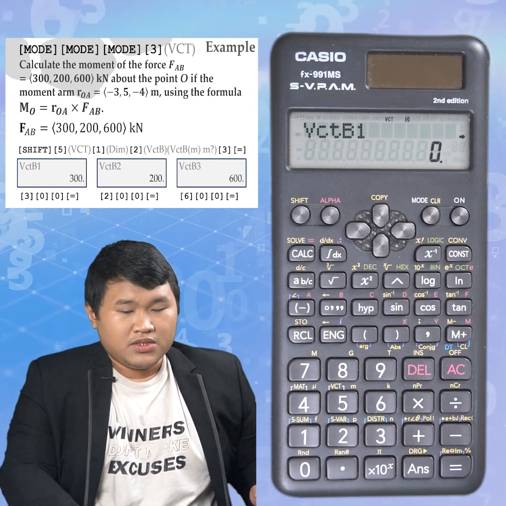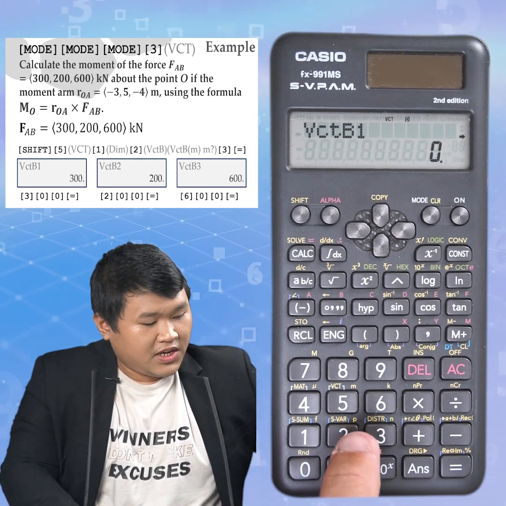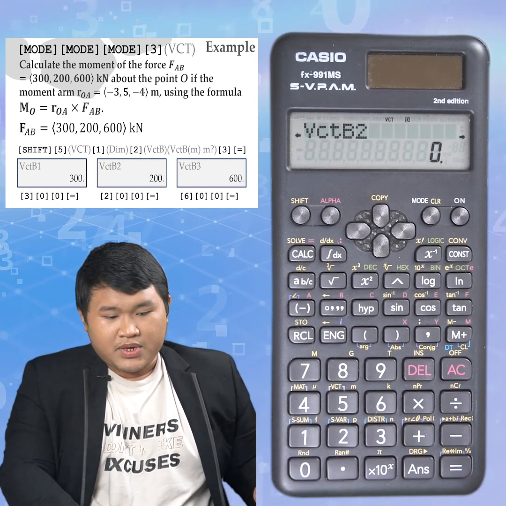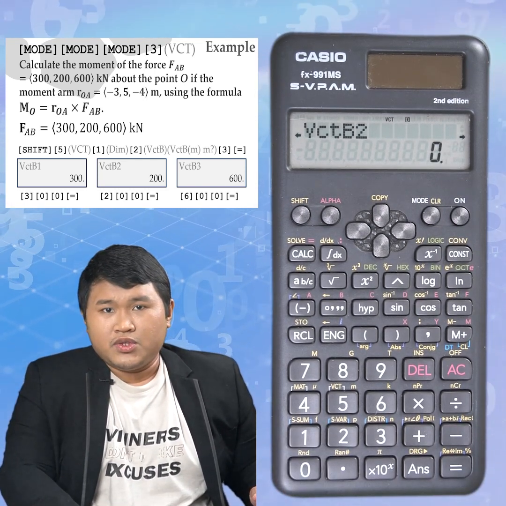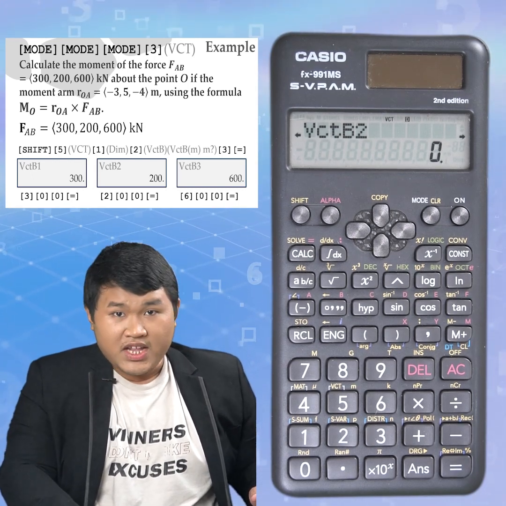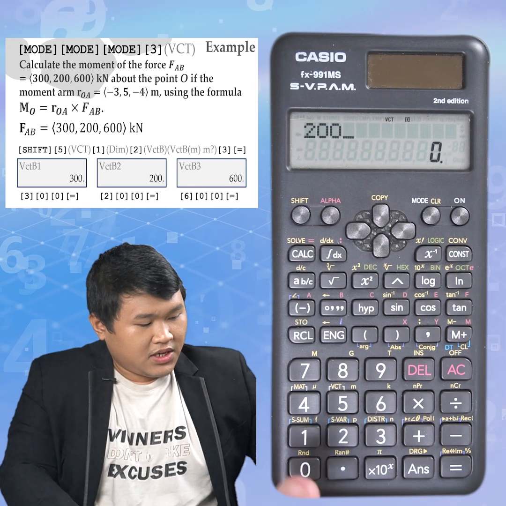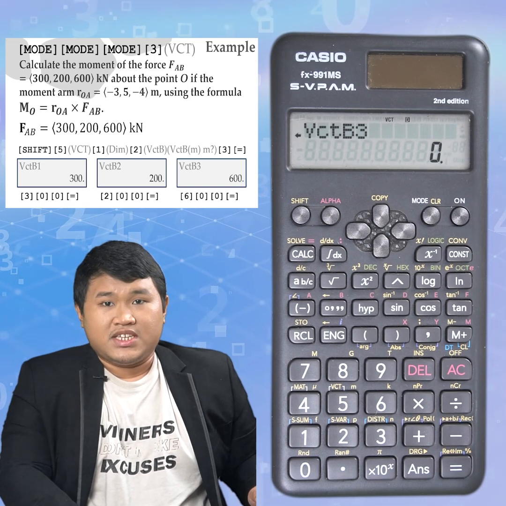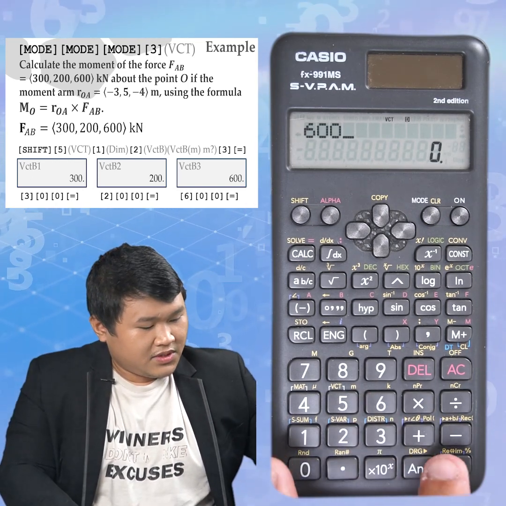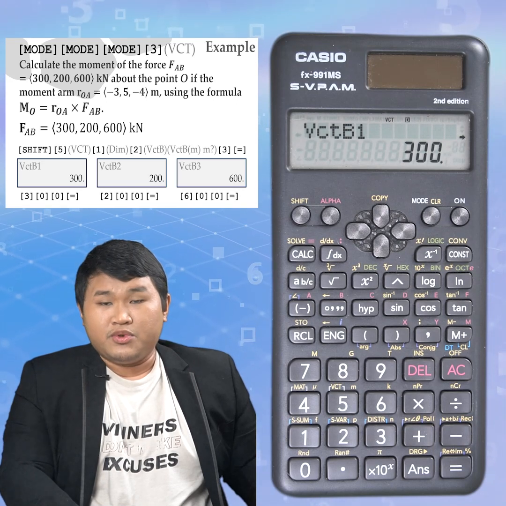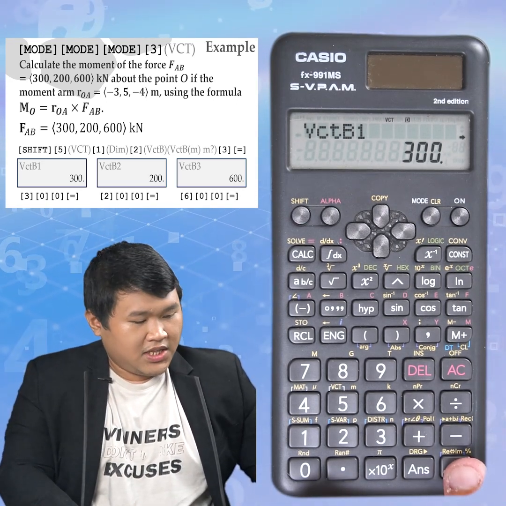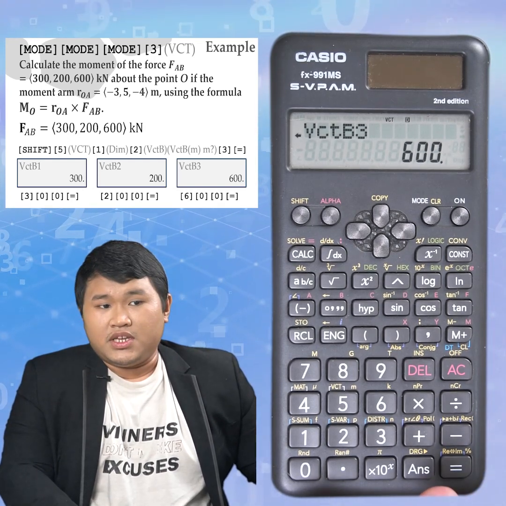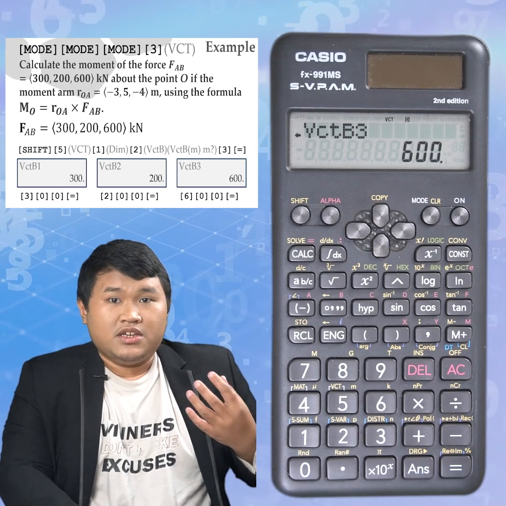So starting with B1, that's the usual process. We have 300 for the x component. Let's input 300 and then press equals. Next, we will input the second component, which is 200. So let's input 200 and then again equals. And then for the third component, z, let's input 600. So 600 equals. Now let's review if the inputs are correct. So B1 is 300, pressing equals shows B2, and then pressing equals shows B3, which is correct. We are now done inputting the vectors.